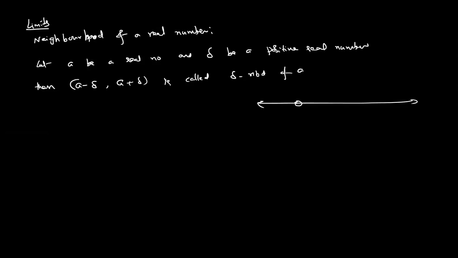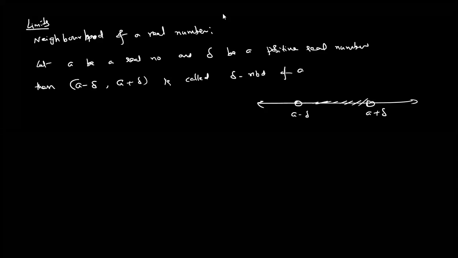For example, this is A minus delta. This is A plus delta. So this is called what here? Delta neighborhood. Neighborhood shortcut is NBD. What is the condition here? A is any real number. Delta is a positive real number, which is a very, very small positive quantity.